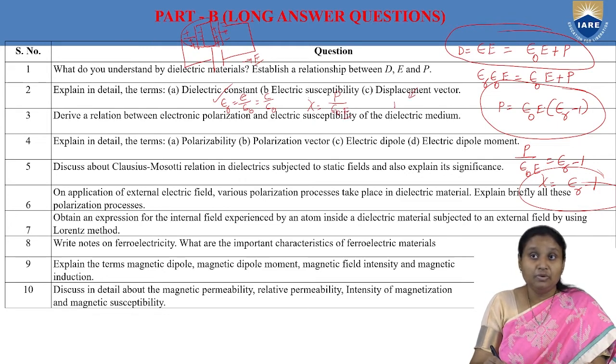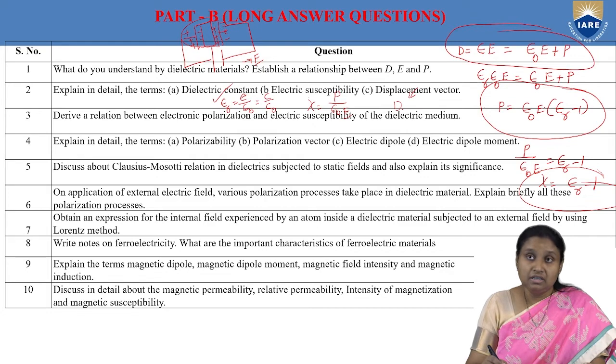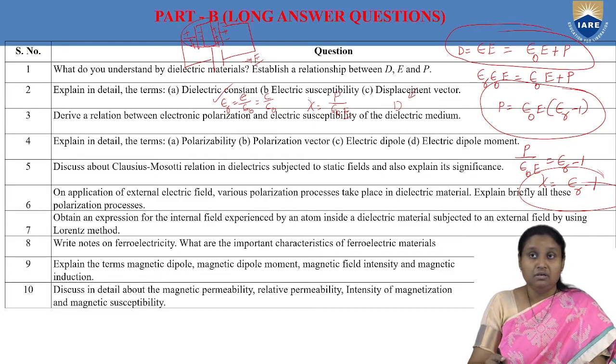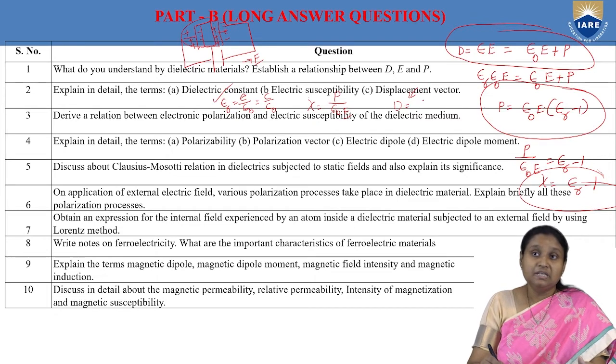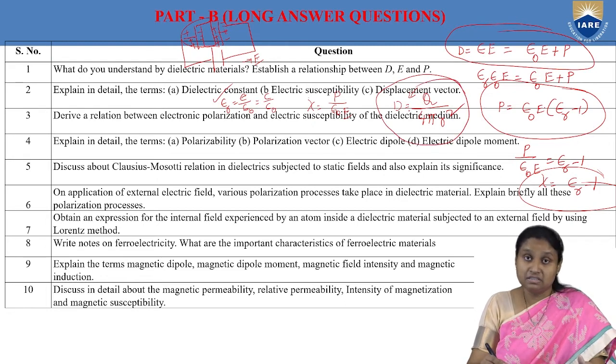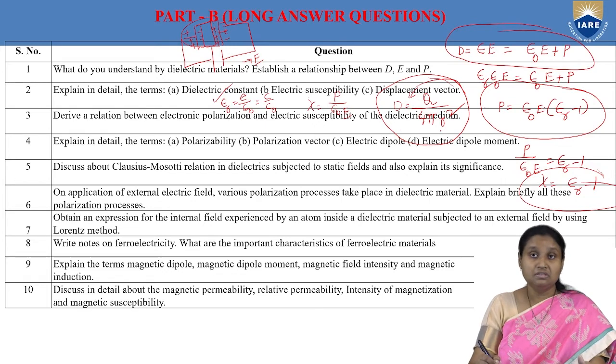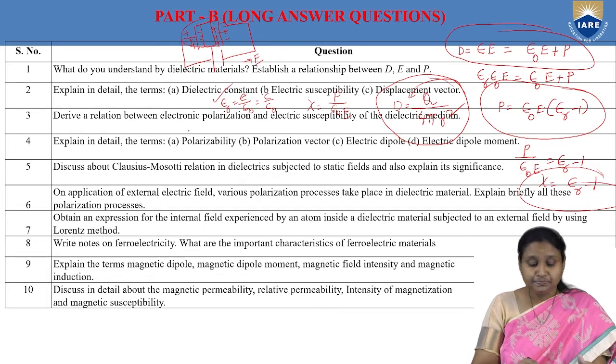Then the displacement vector is the total flux density at a particular point placed at a certain distance. The displacement vector is taken as charge per surface area, so 4 pi r square. If I consider the displacement or electric flux density about a point charge, its formula is given as charge per surface area.